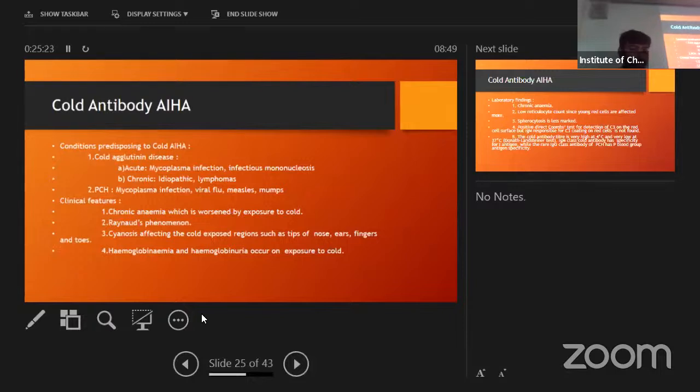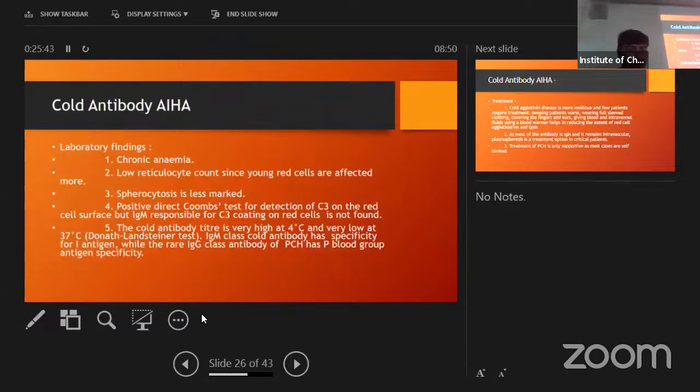And clinical features are chronic anemia, which is worsened by exposure to cold, Raynaud's phenomenon due to vasoconstriction or vasoblockage, cyanosis affecting the cold exposed regions like tips of nose, ears, etc. And hemoglobinemia and hemoglobinuria occur on exposure to cold. In laboratory findings, there is chronic anemia, low reticulocyte count because the young red cells are affected more, spherocytosis less marked, positive direct Coombs test due to C3 deposition on the cell surface, but IgM is not detected.